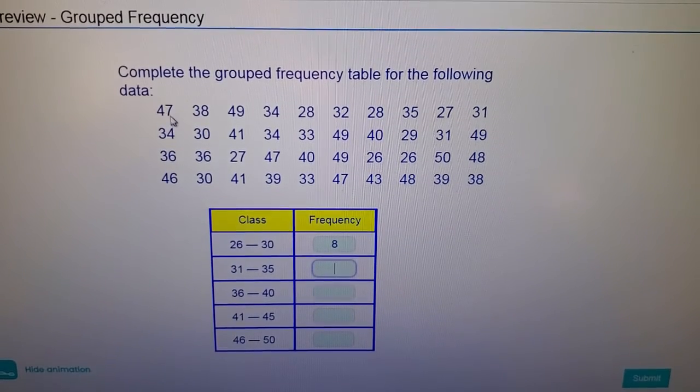Now, as far as I know, all these questions will have 10 in a row. But you need to count and multiply 10 times 4, so there's 40 numbers here, which means that all of these frequencies need to add up to 40. So if you get to the end and you want to check your answer, just make sure that the number of numbers here matches the numbers that you've put in your frequency table.